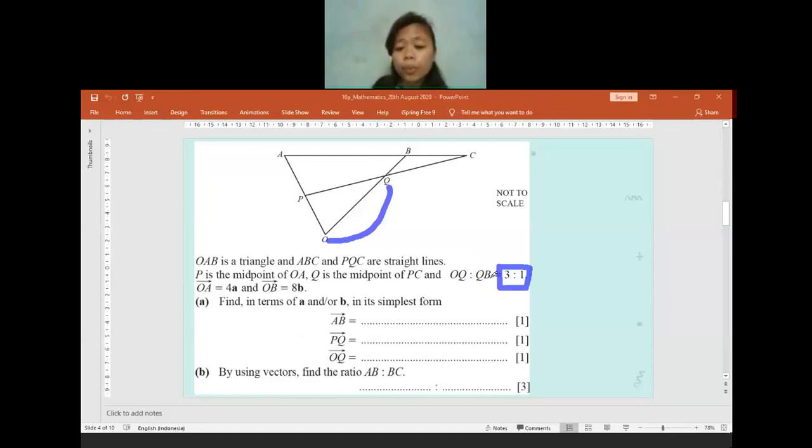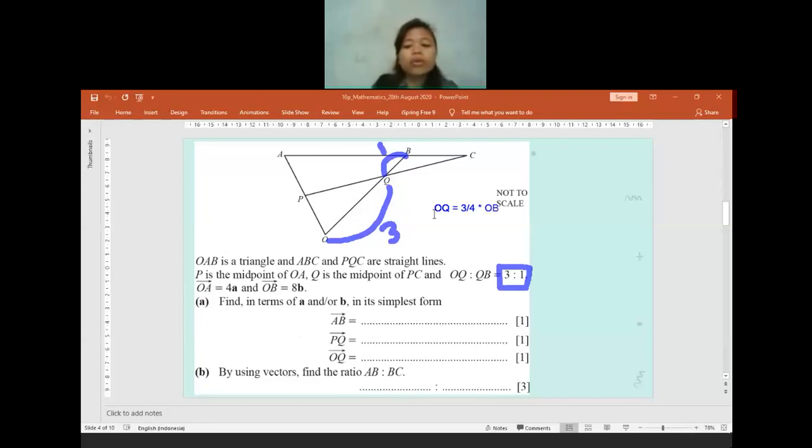OQ and QB, the ratio is 3 to 1. So later for the OQ, it will be how many part of OB? The ratio, this is 3, this is 1. So in total, how many? In total, how many? 4, right? So it means the OQ will be equal to 3/4 of OB.